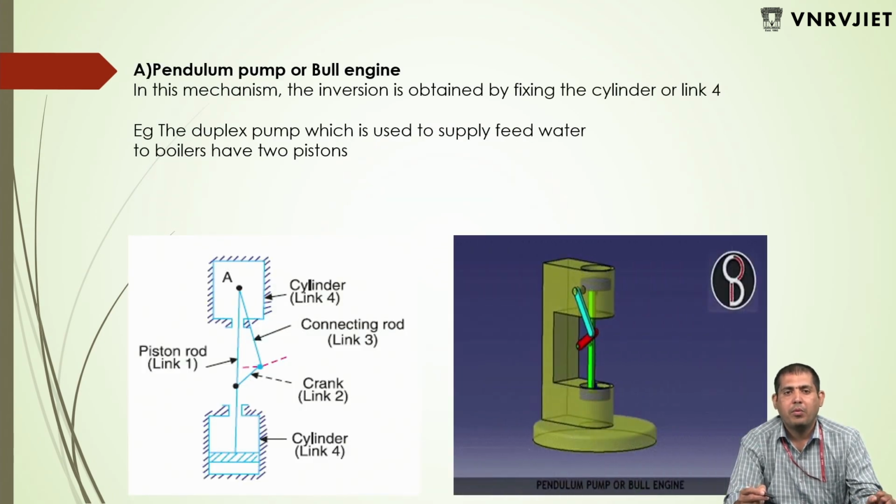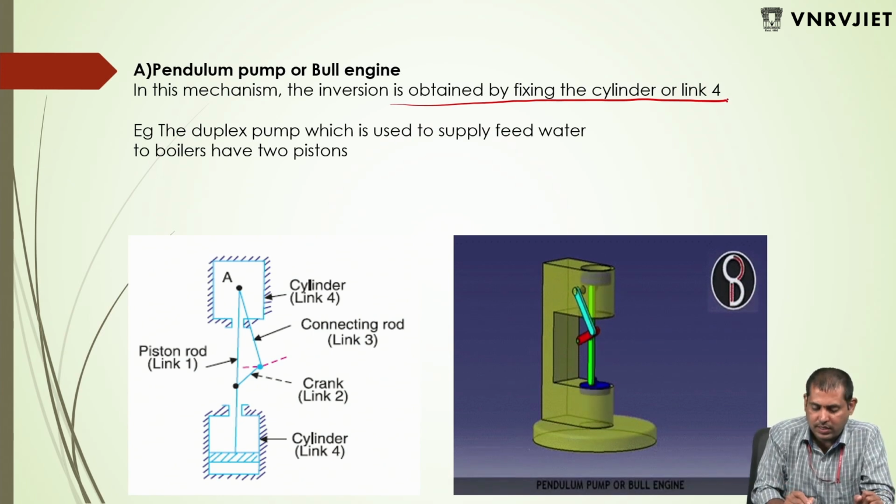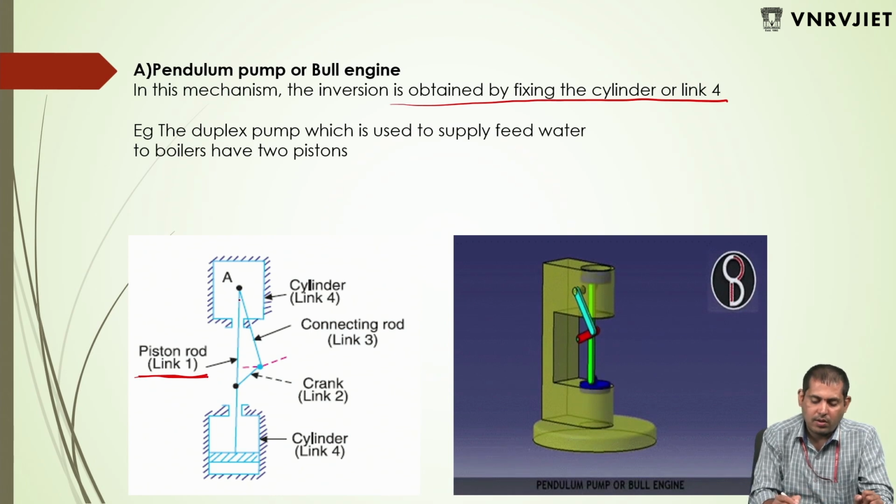First one is the pendulum or Bull engine. This inversion is obtained by fixing the cylinder, link 4. Here, first let us see link 1, it is a piston rod. Link 2 is a crank, under rotational motion. Link 3 is your connecting rod. Link 4 is the cylinder. This part is cylinder, it is fixed.